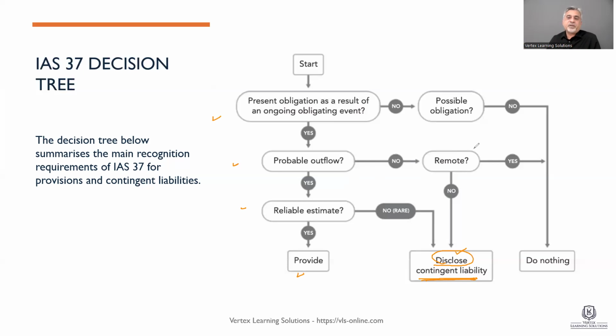Yes, if it is a remote thing, something which happens very late in the future or with a very little chance, remote is something which has a very little chance of happening. Then you do nothing. You do nothing means that you don't put it as a provision and you also do not disclose it as a contingent liability. You just keep silent because you expect that it is remote. There is a very little possibility that this thing is going to happen in future. So we just keep silent. So this is what provisions are all about.